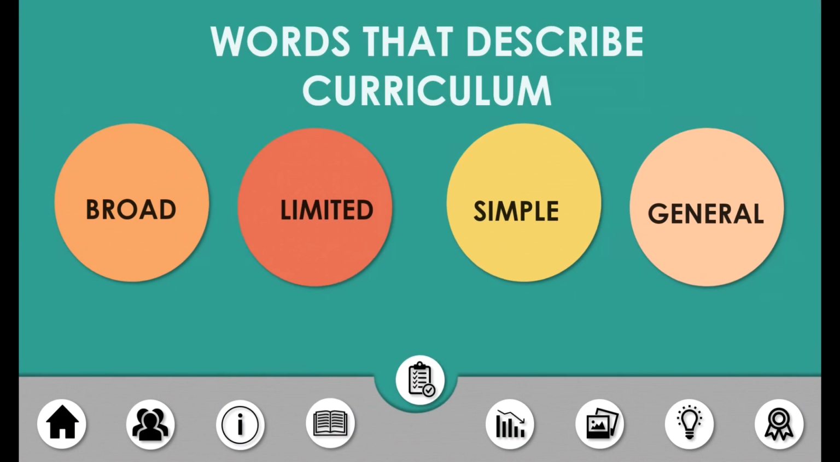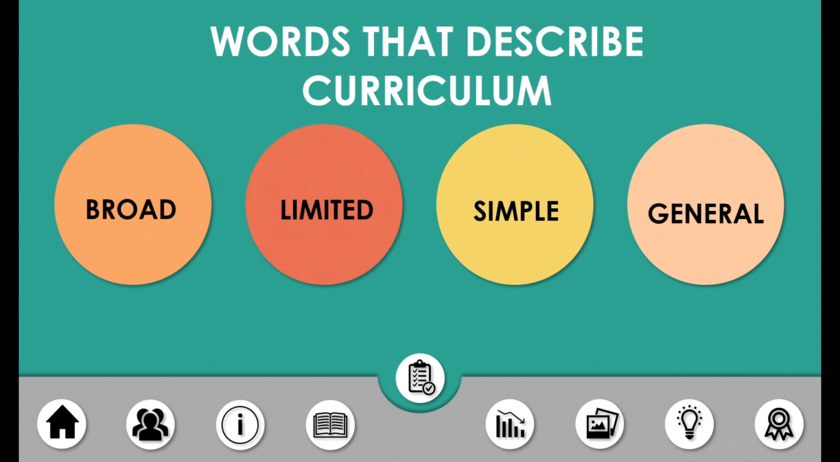Now let's have here words that describe curriculum. First one here is broad. Second one is limited. Third one here is simple. And last one here is general. Broad in the sense that it covers cognitive, it covers affective, it covers the learning experiences. So in that sense, it's really broad, right? Because it doesn't just focus on one specific element or one specific factor, but it covers all the essential or crucial factors in the educational plan. So in that sense, it's broad.